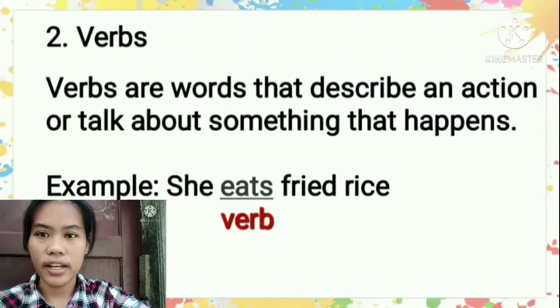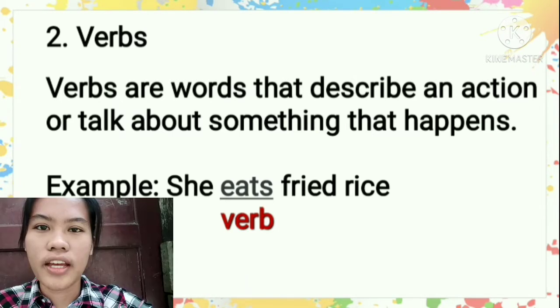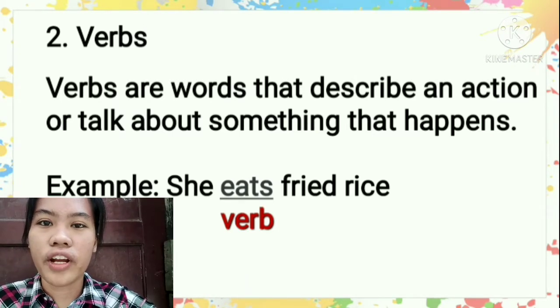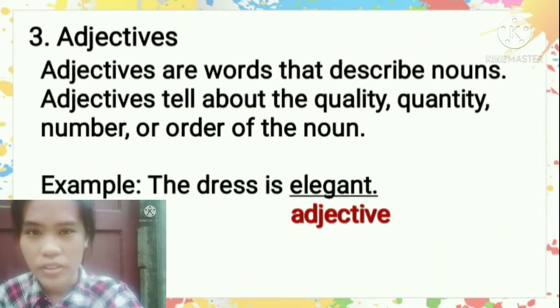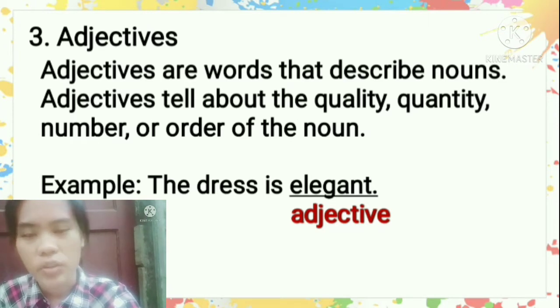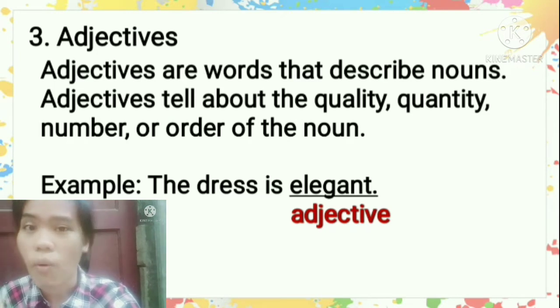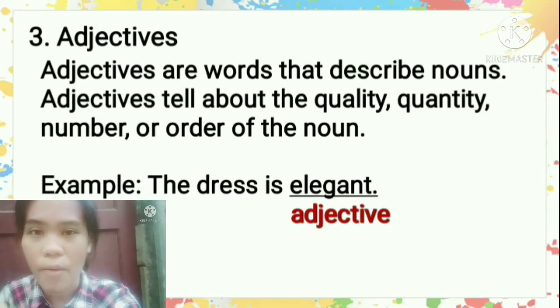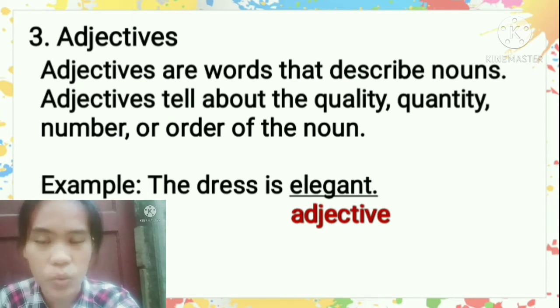The next is verbs. Verbs are words that describe an action or talk about something that happens. Example is she eats fried rice. Eats is a verb. Next is adjectives. Adjectives are words that describe nouns. Adjectives also tell us about the quality, quantity, number, or order of the noun that it describes. In a sentence, we can say the dress is elegant. Elegant is an adjective. It describes the dress. We know also the dress is a noun.